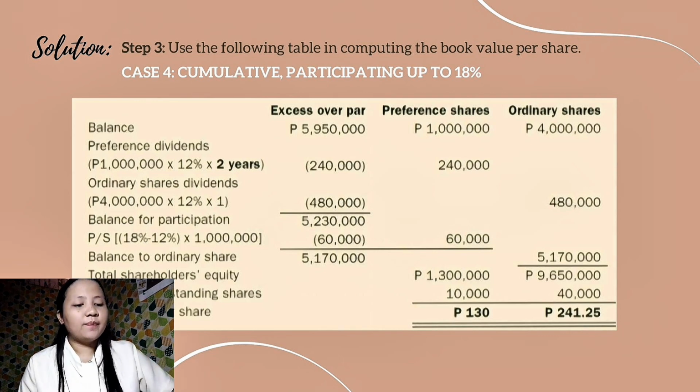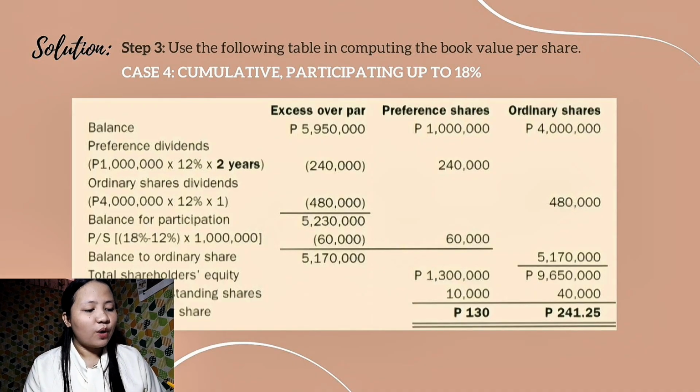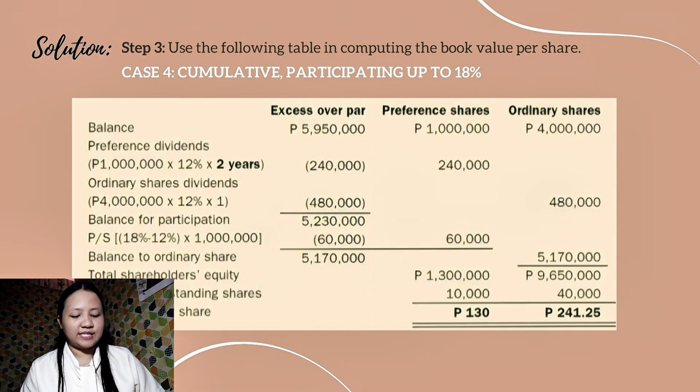So, we would have a total shareholders' equity amounting to 1,300,000 for preference shares and 9,650,000 for ordinary share balance. So we have a book value per share of 130 pesos for preference shares, and for ordinary shares, we have 241 pesos and 25 centavos.